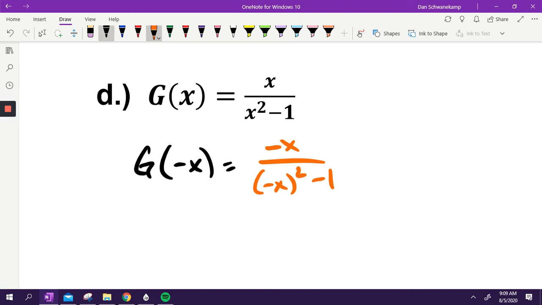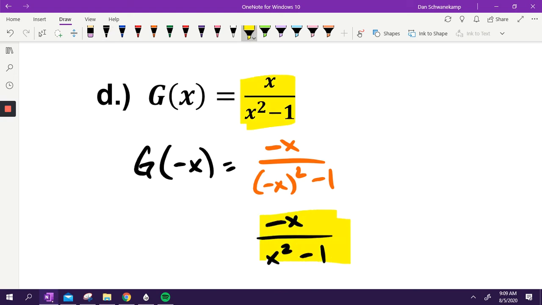Okay, I'm going to make every x value negative. So on top, it's still going to be negative x. On bottom, it's going to be a positive x squared minus 1. Is this function even? No, because this right here is not the same as that right there. So not even.